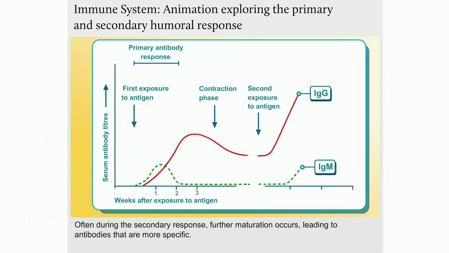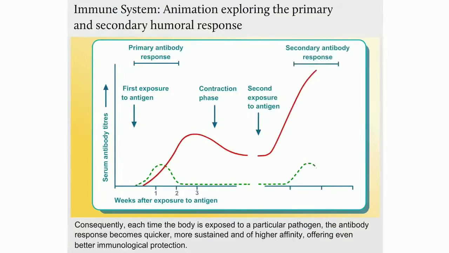Often, during the secondary response, further maturation occurs, leading to antibodies that are more specific. Consequently, each time the body is exposed to a particular pathogen, the antibody response becomes quicker, more sustained, and of higher affinity, offering even better immunological protection.